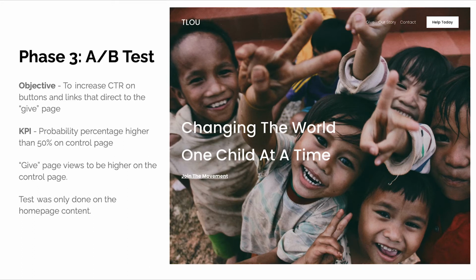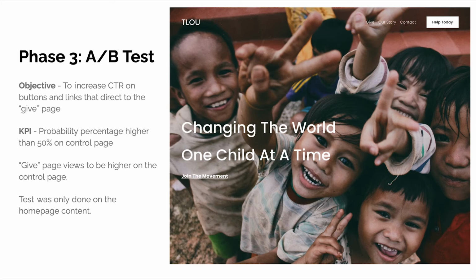Some KPIs that I had for the A/B test were that the probability percentage should be higher than 50% on the control page. In this case, the control page was the page that the hypothesis was that it would perform better, and the B version was supposed to perform worse than the actual control page. So those were mixed up. And another KPI was that the views on the give page would be higher on the control page than on the B version.